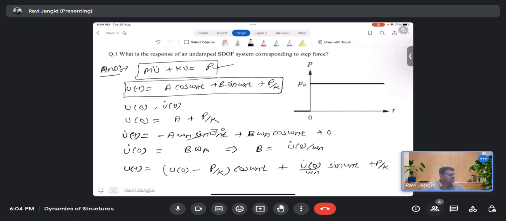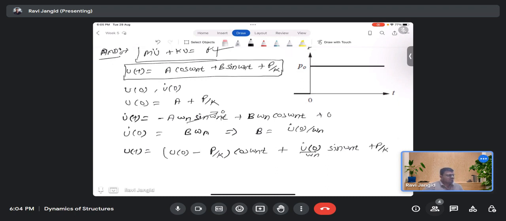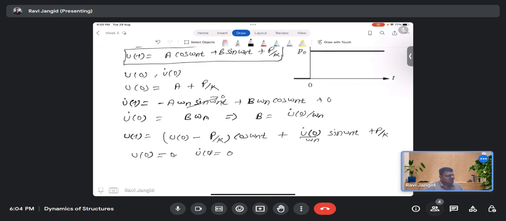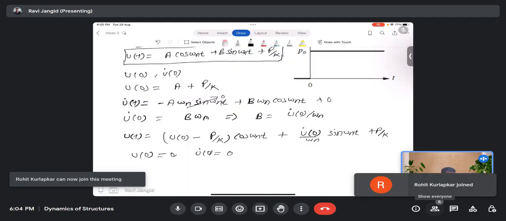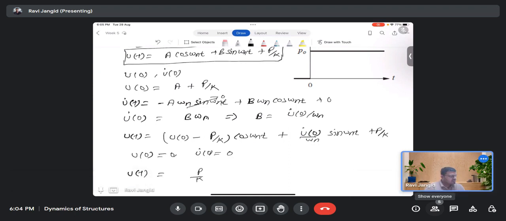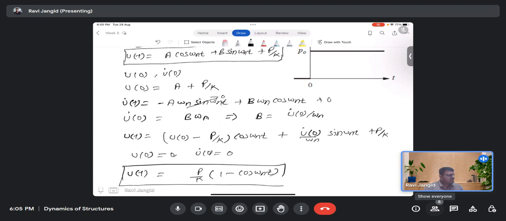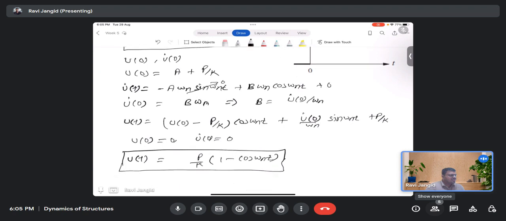If we have the initial conditions, let us suppose u0 is equal to 0 and u dot 0 is equal to 0, then my solution will become u(t) is equal to p by k into 1 minus cos omega t. Okay, that was the solution from this. For this kind of solution, we can also get it directly from the Duhamel integration.